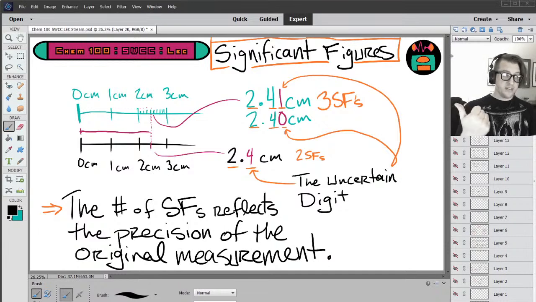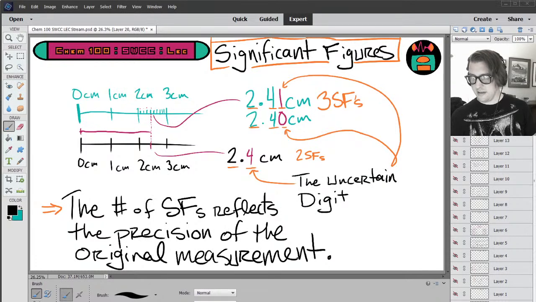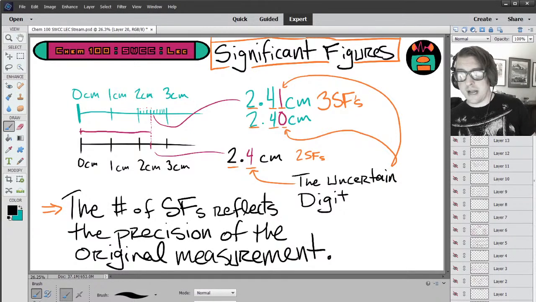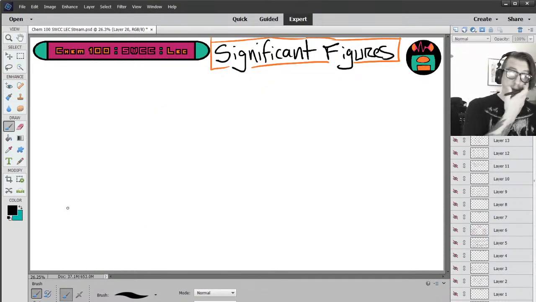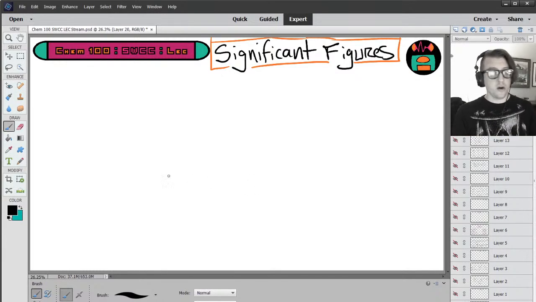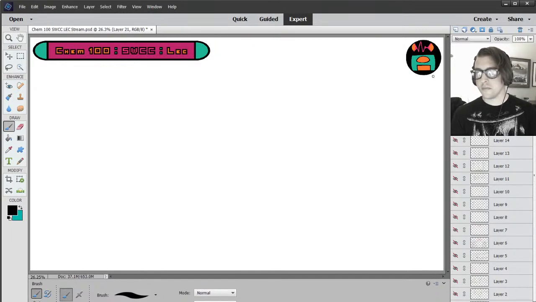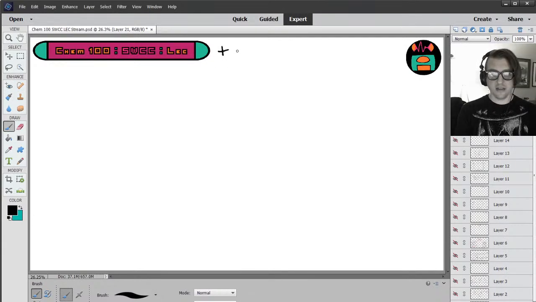Now that we know how to identify how many sig figs are in a number and where they come from, let's quickly talk about the rules. I'm going to say up front that we may not finish this part, but whatever we don't, we'll pick up in our next lecture. So let's talk about adding and subtracting with sig figs.